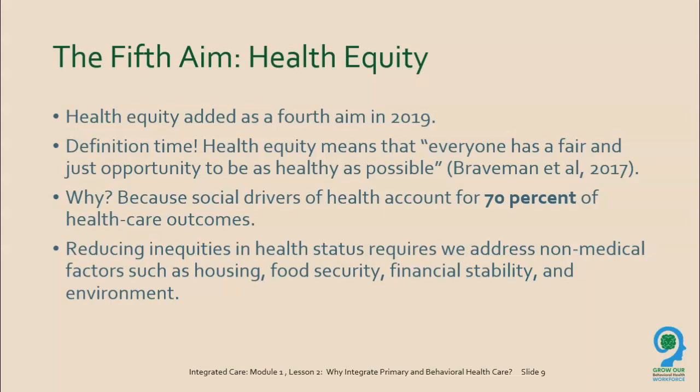So reducing inequities in health status requires that we address non-medical factors such as housing, food security, financial stability, and environment. Do you know anybody, like maybe a behavioral health paraprofessional, community health worker, peer support worker, who might be really good at doing that stuff? So think about how important you are to what is now called the quintuple aim.